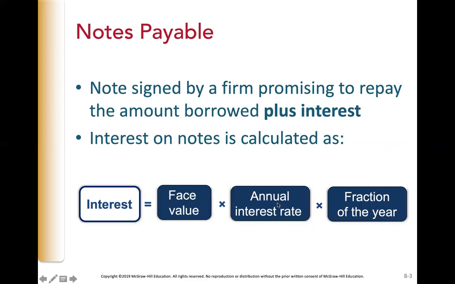So when we're doing this, we're going to leave the annual interest rate as a whole amount. If the annual interest rate is 8%, we're leaving it at 8%. We're taking a fraction of the year. If it's a 3-month note, it'll be 3 out of 12. If it's a 6-month note, it'll be 6 out of 12. So we're taking the fraction of the year, but leaving the interest rate as the whole amount that's stated.